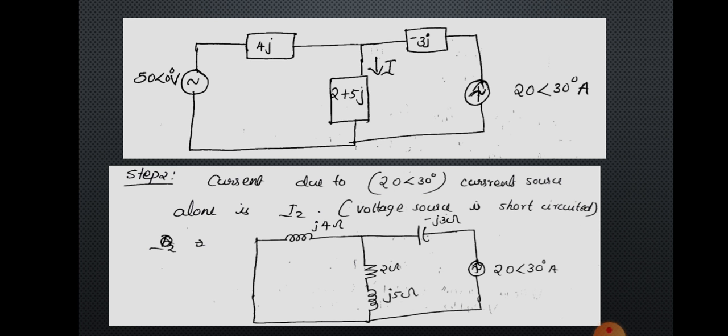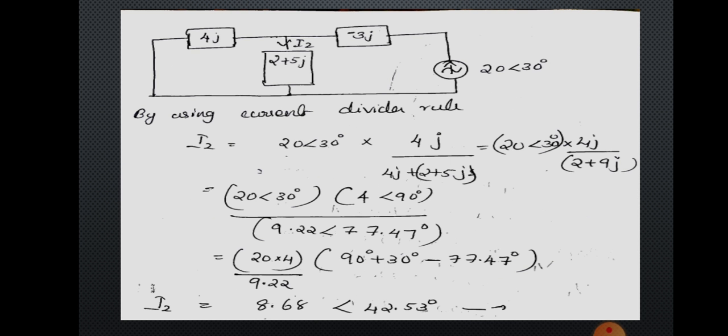So there will be the current source, and you can represent the other impedances, and you can find the current through the 2 plus 5j as I2. You can see that this is a parallel circuit, and you can apply the current divider rule to find the current through the 2 plus 5j ohm. So I2 will be equal to the total current 20 angle 30 into 4j divided by 4j plus 2 plus 5j. So that will give you 20 angle 30 into 4j divided by 2 plus 9j.